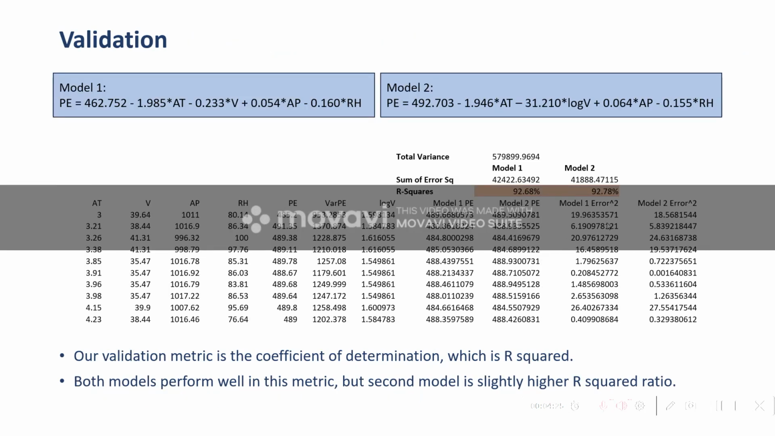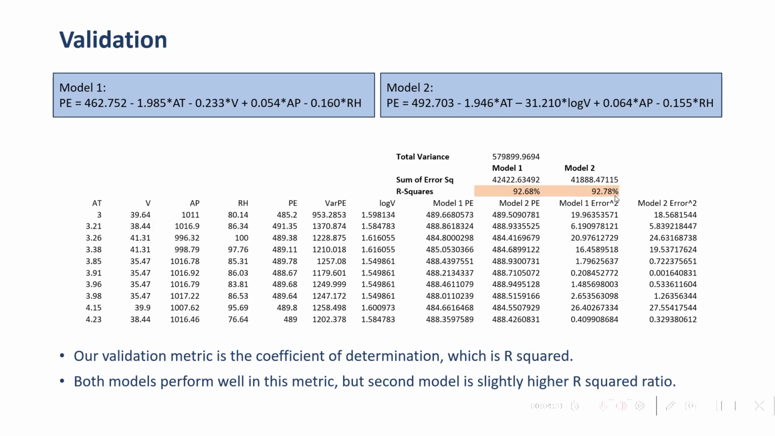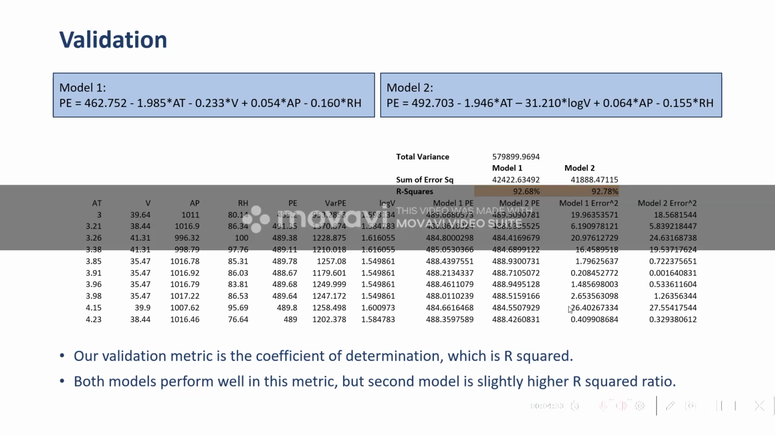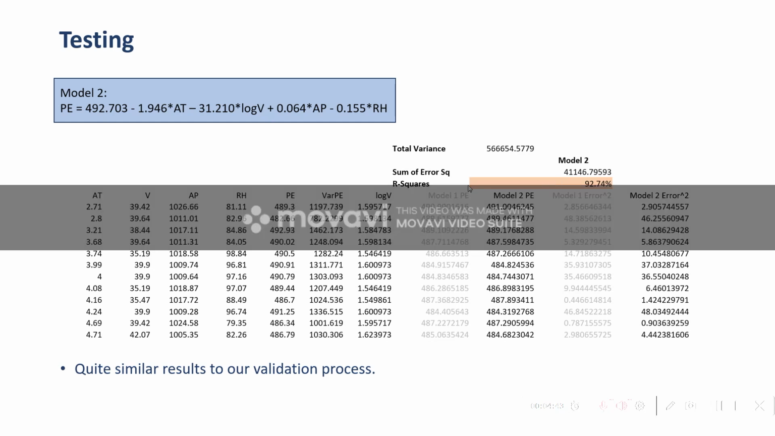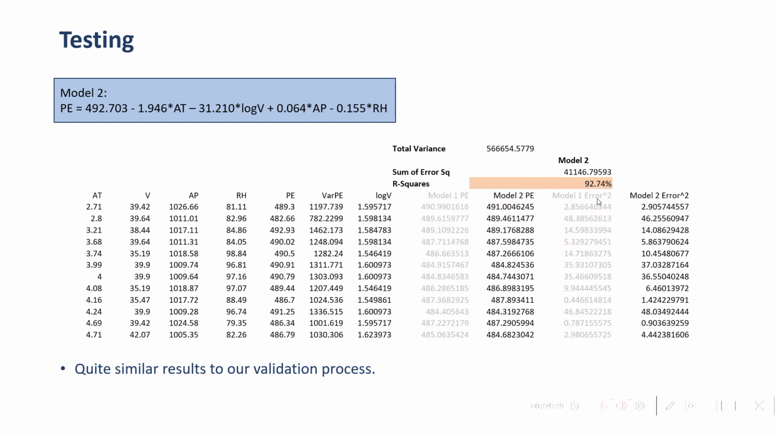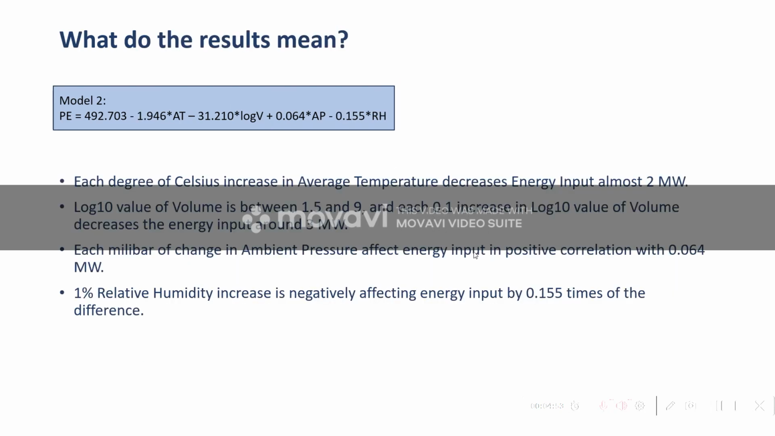In the validation case, I tried to use the validation data set here, and as you can see, the second model with logarithmic value of volume works slightly better, not that much, but has slightly more R squared, so I will be using that model as the winner here. In our testing, as you can see, the R squared value is still so close to validation, so our testing is working well. So this model is great at predicting the energy outputs.